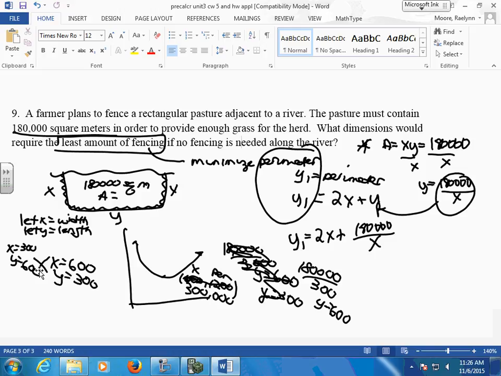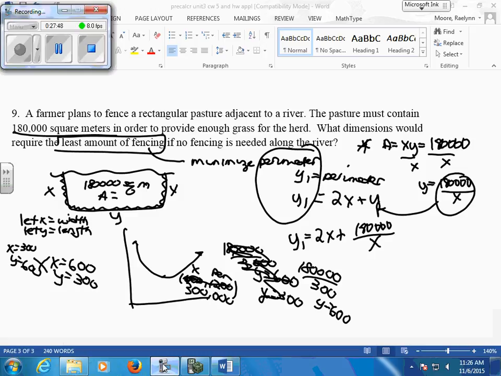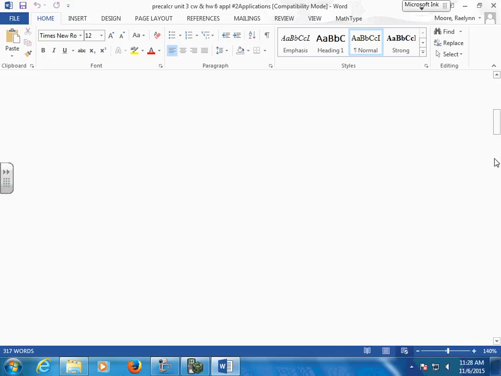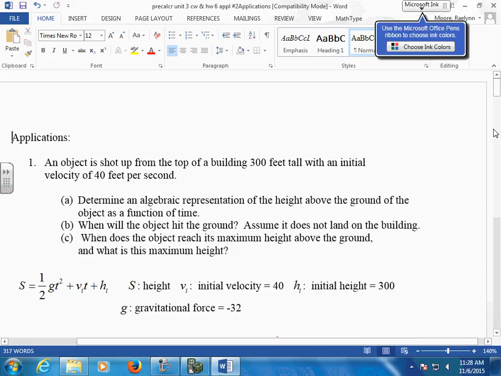Okay, that's a tough one. The only reason why it's really tough is because of your window. They develop your equations. We have a problem that says an object is shot from the top of a building 300 feet tall, with a velocity of 40 feet per second.